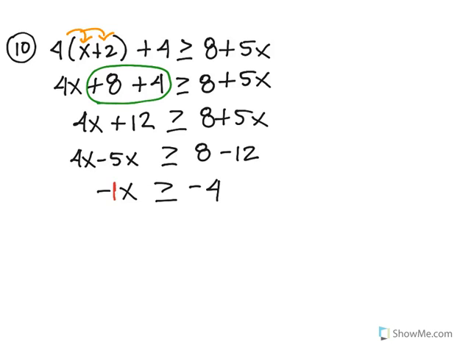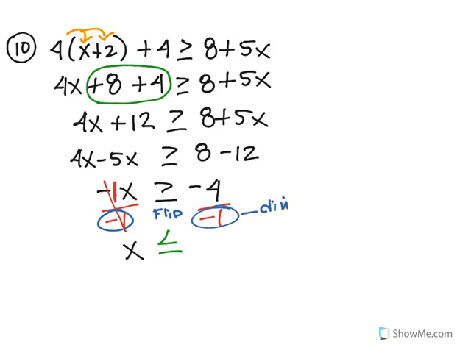Now you've got to be mindful that if you have a negative on x, you got to divide by negative 1, but you also have to do what? Flip that inequality sign. You cannot divide by a negative and keep the same sign. You got to flip that, okay? So be mindful that you must flip, and that's because you're dividing by a negative. So that's going to give us x is less than or equal to positive 4.